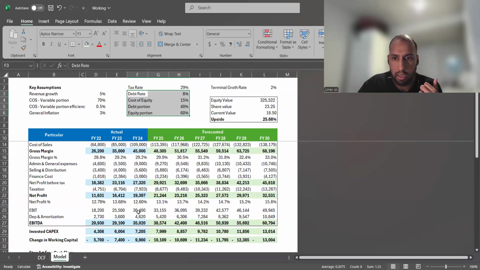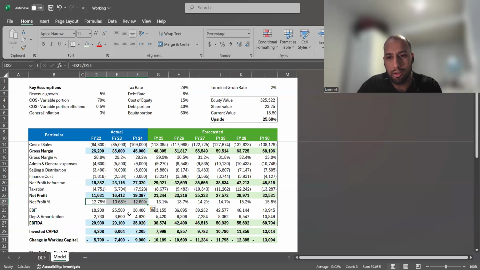So coming back to our model, the business has generated around 12 to 15% return in the last 3 years. It has an EBIT of 18.2. All these numbers are in $1,000. So the business has generated EBIT of $18 million to the tune of $30 million in the last 3 years, and we will now build on it from here.